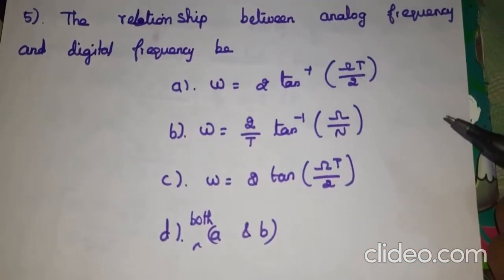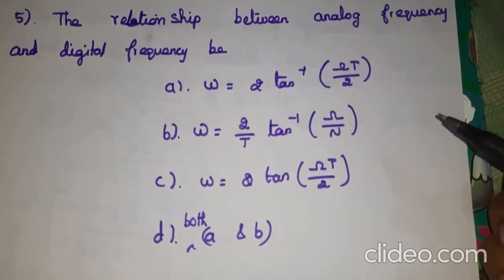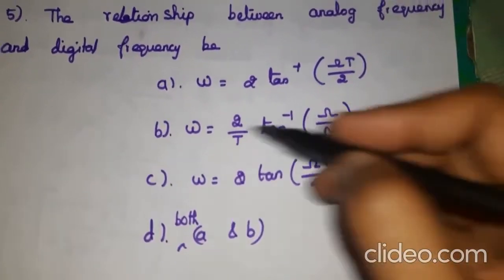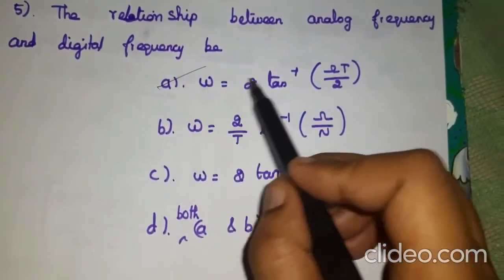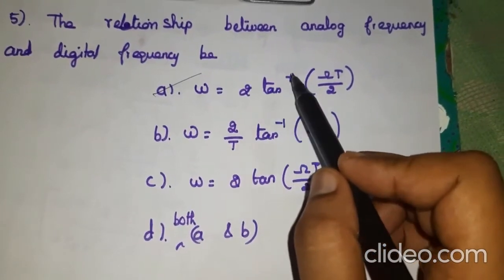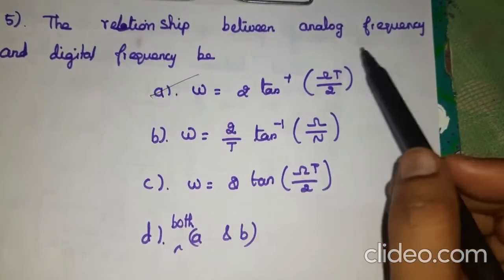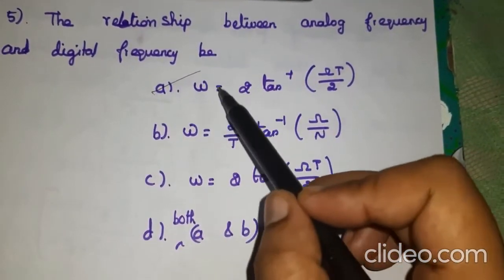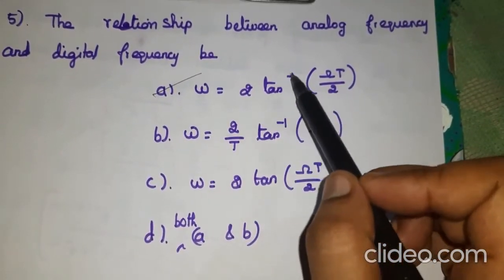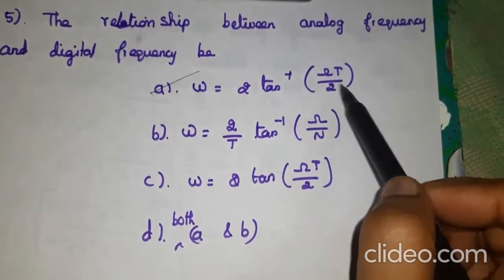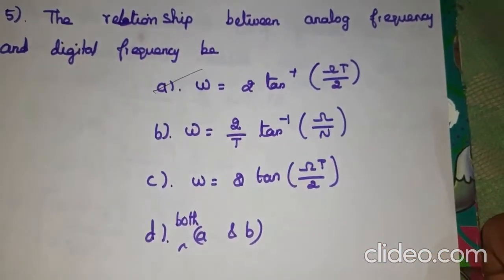Fifth question, the relationship between analog frequency and digital frequency. So here the answer is A. That is, analog frequency omega is equal to 2 tan inverse of omega T divided by 2, where that is the digital frequency. So the relationship between analog and digital frequency is omega equal to 2 into tan inverse of omega T divided by 2. A is the answer.